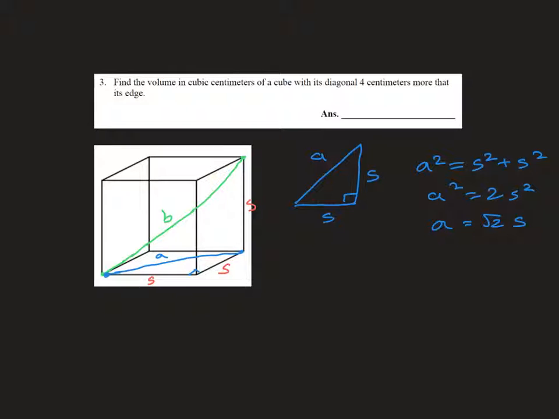Okay, so we know what A is now, and now we can use that to find B. So let's draw the triangle for B. So we can see that that's the same as this triangle, with A and S as the legs of the triangle. And again, this is a right angle because that's a right angle. So now we can use the Pythagorean theorem again.